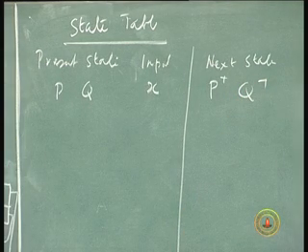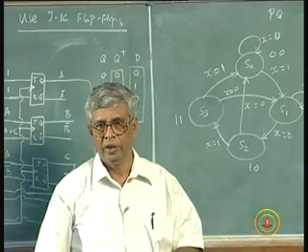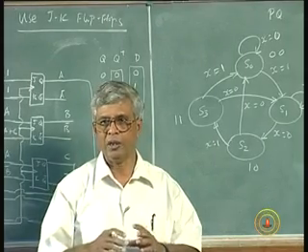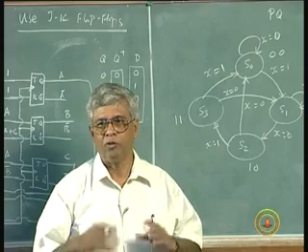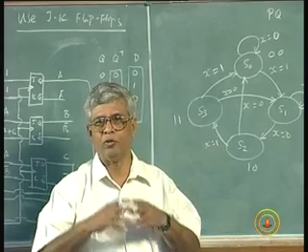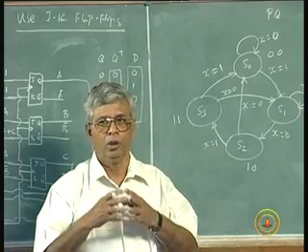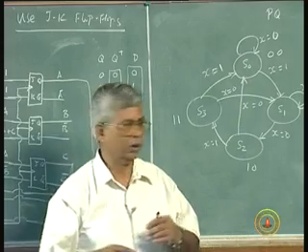So, next state is the same as D. So, the transition table will be the same as the state table. When D flip flops are used, state table is the same as the transition table. If flip flops other than D are used, transition table and state table will be different.